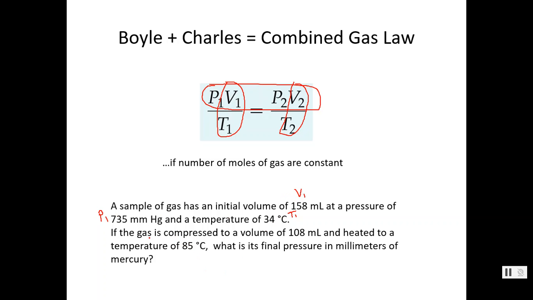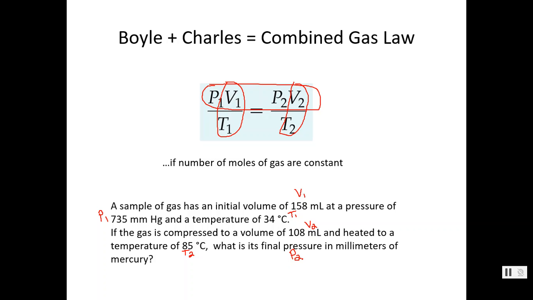Next sentence says, if the gas is then compressed to a new volume, so we now have a V2 of 108 mL, and heated to a new temperature, 85 Celsius. Change that to Kelvin in the next slide. What is the final pressure? So we're looking for P2 in millimeters of mercury.